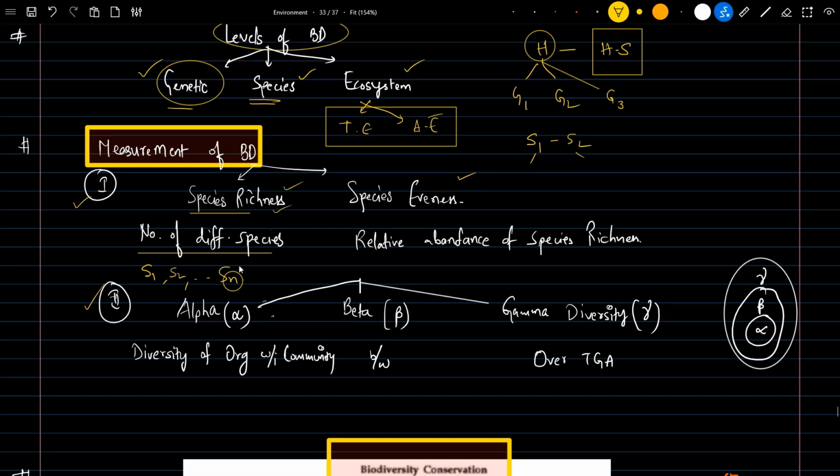So it means species richness is high. Then what is species evenness? It is simply the relative abundance of species within the richness.